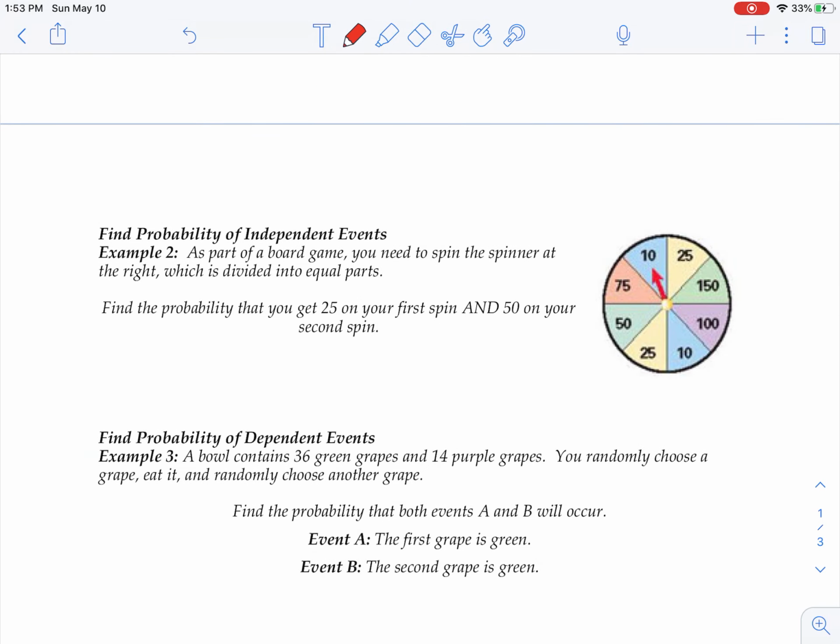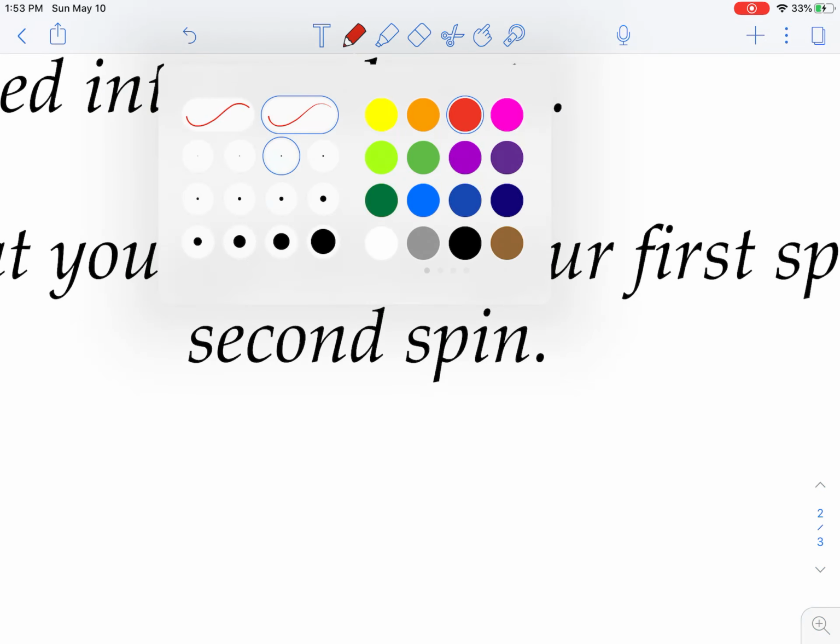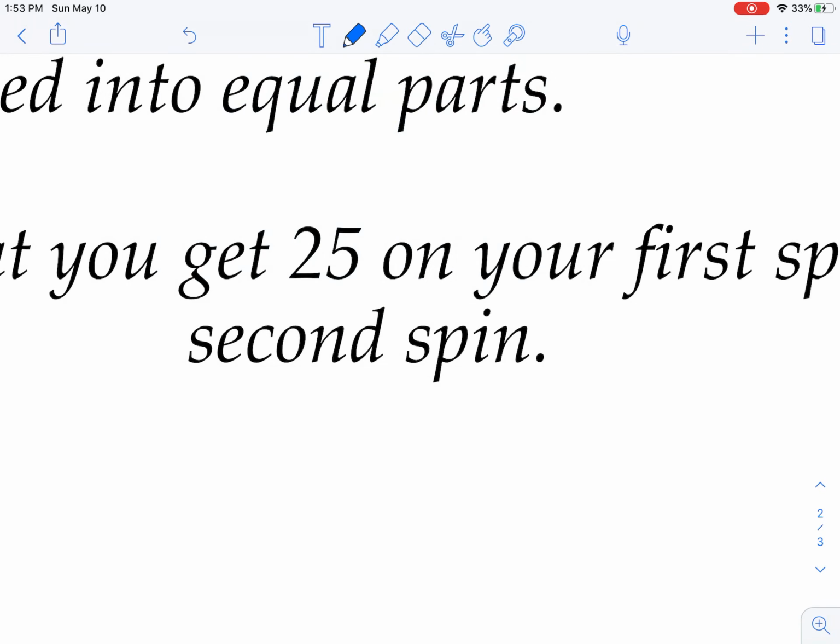All right, so here we have a spinner. It has numbers on it. We would like to find the probability that you spin a 25. So event A is a 25.